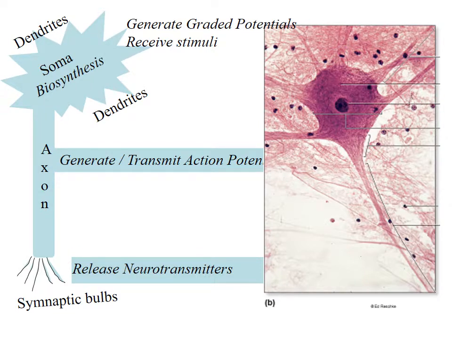A diagram and photomicrograph. Again, dendrites generate graded potentials and are receptive. The soma makes all cell products. The axon generates and sends an action potential. The synaptic bulbs, also called synaptic knobs or axon terminals, release a chemical neurotransmitter.